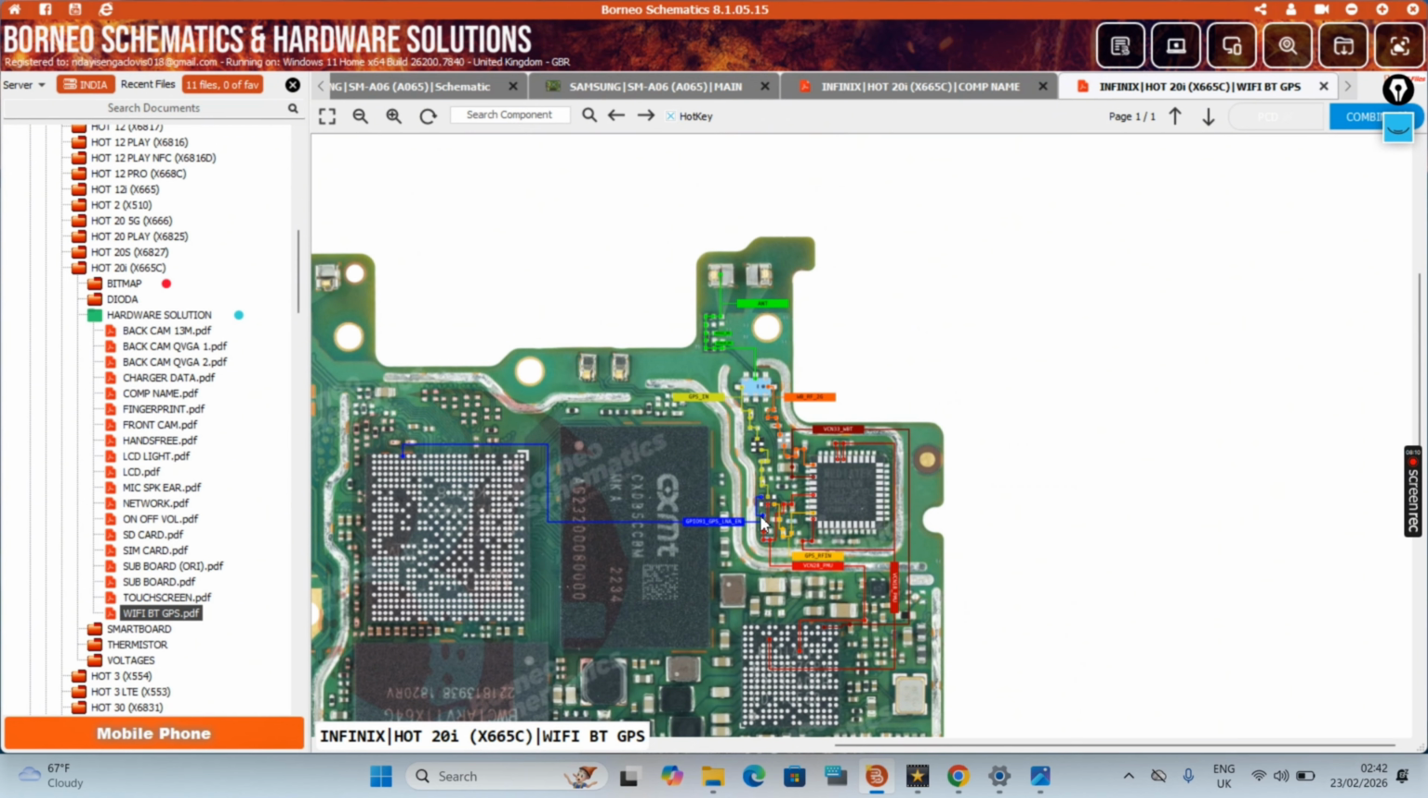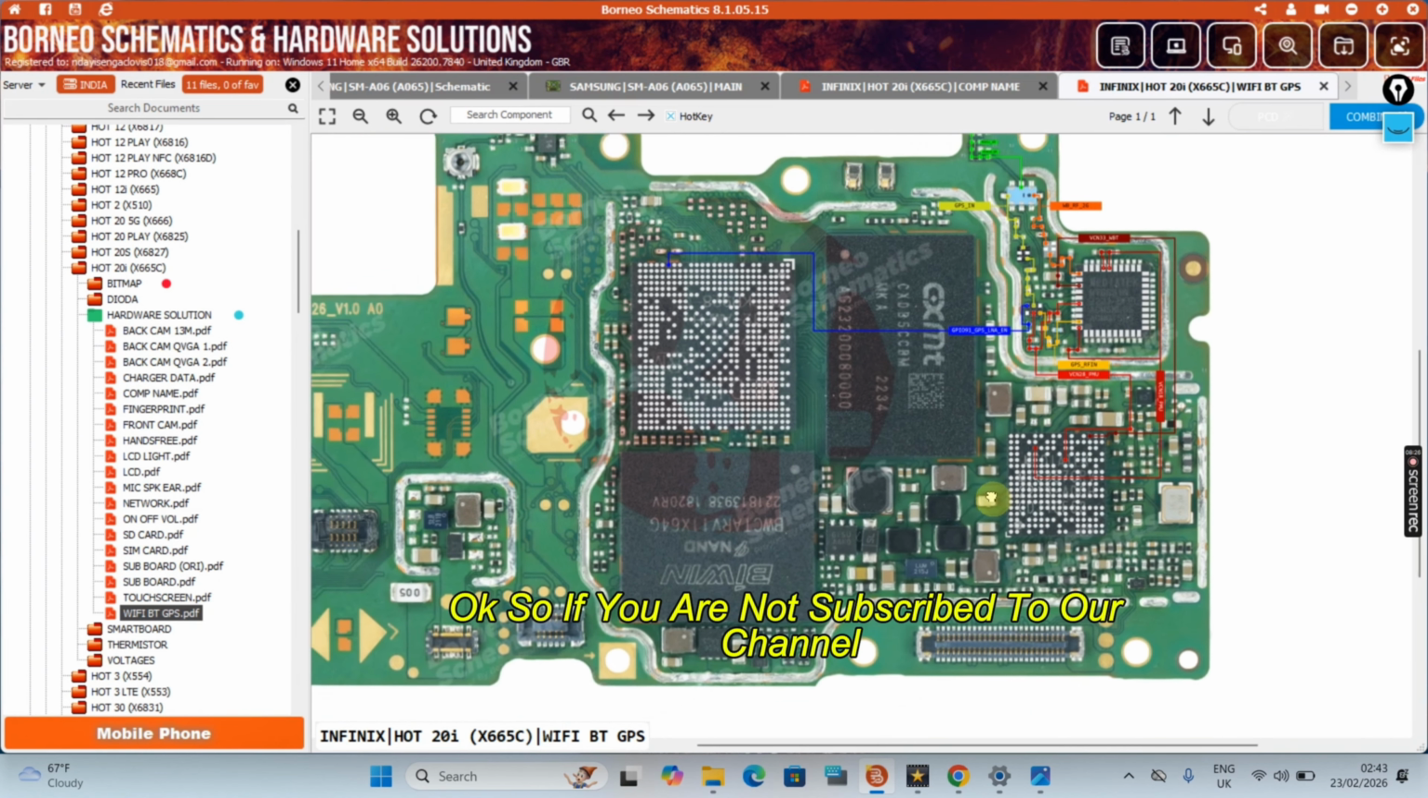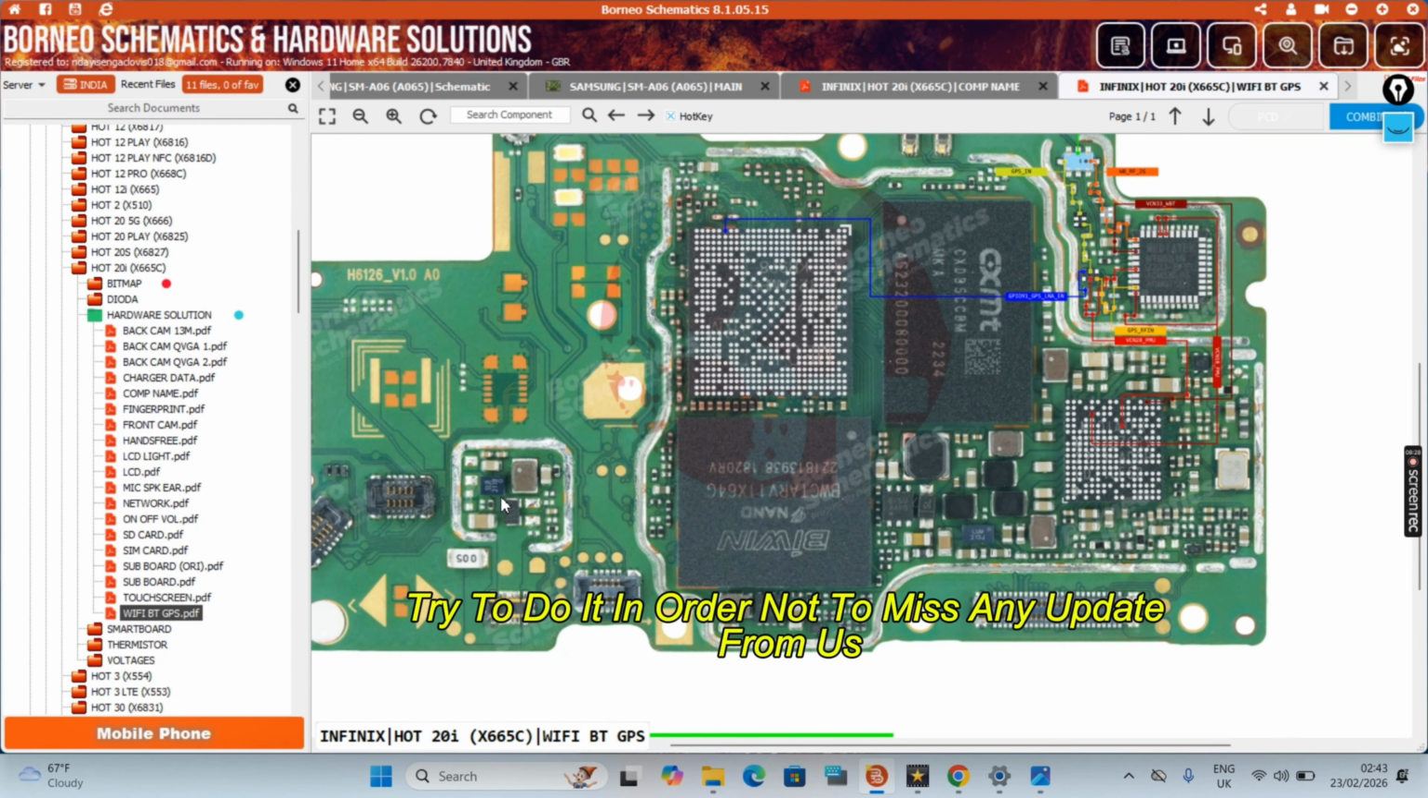Until now I think that you have already realized the importance of having a schematic diagram tool.